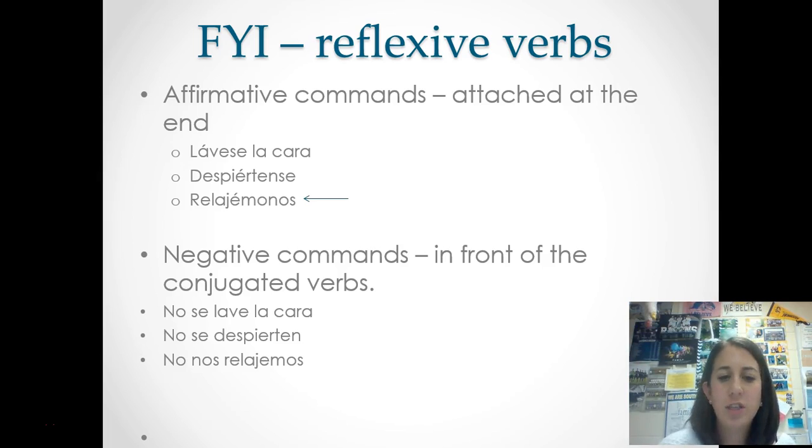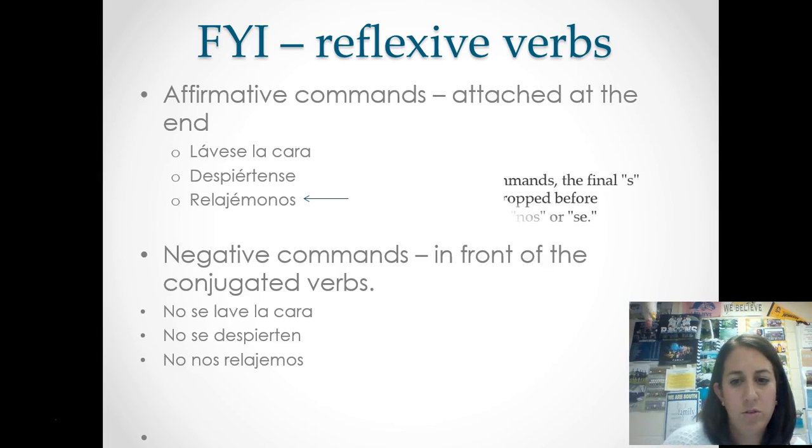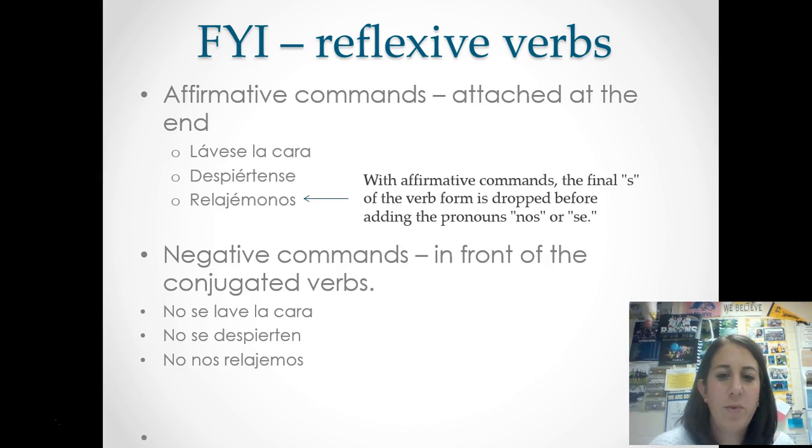All right, this is just a little FYI for you, that with our commands, if it's an affirmative command or a positive command, then we're going to attach that reflexive pronoun to the end. So, lávese la cara, despiértense, and relajémonos. So, when we're using affirmative commands, that final S of the verb itself is dropped before that pronoun. So, it's easier to say. So, we don't have to say relajémosnos. Like, no. Doesn't work like that. A lot easier to say if we just truncate it and just drop it off.